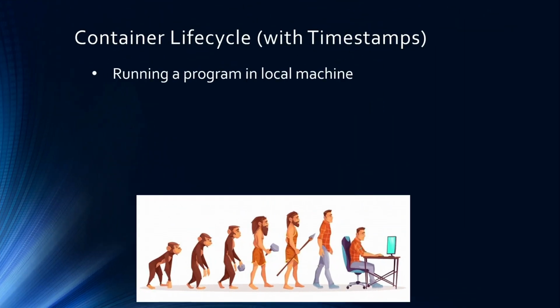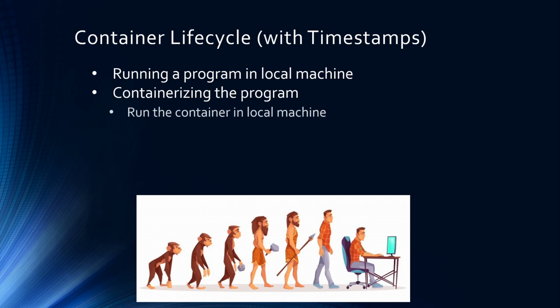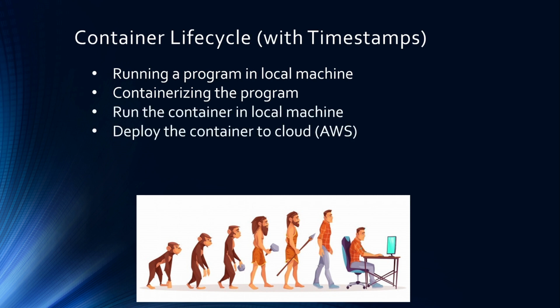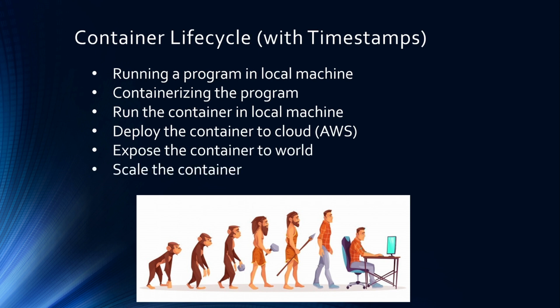All right, so we started with running a program in the local machine. Then we containerized the program using a Dockerfile. We ran the container in the local machine. We deployed the container to the cloud, in our case, an EKS cluster in AWS. We exposed the container to the world, and we also scaled the container.